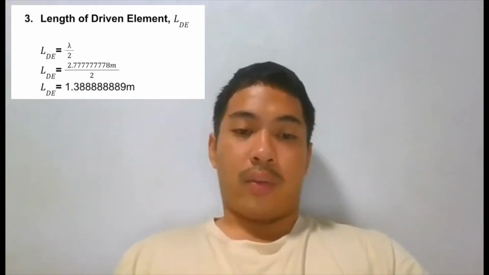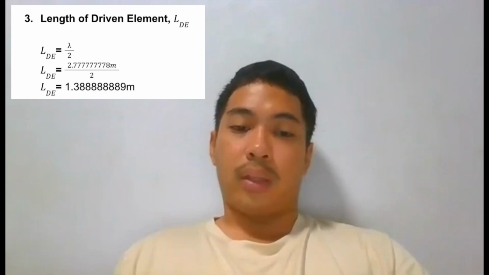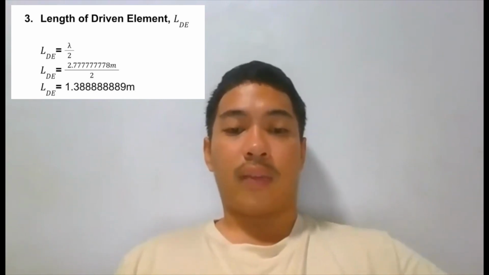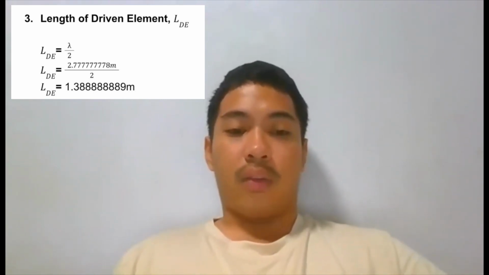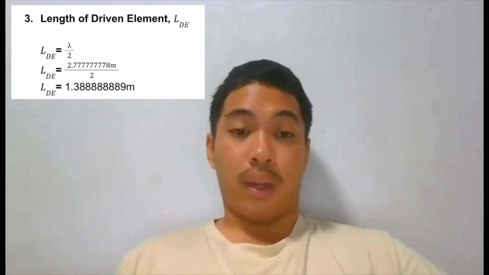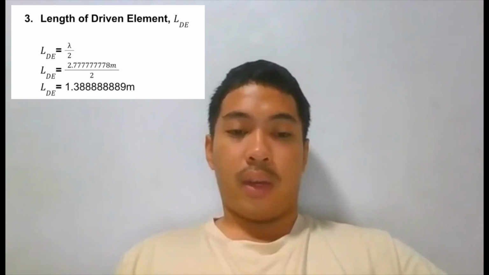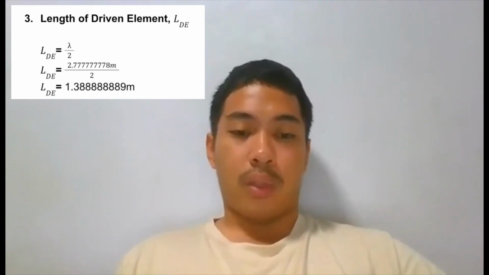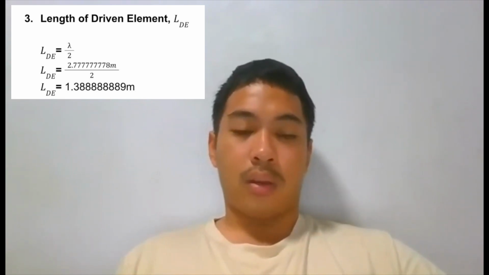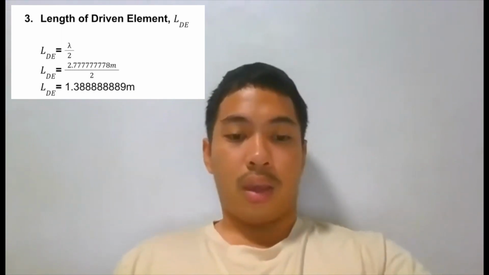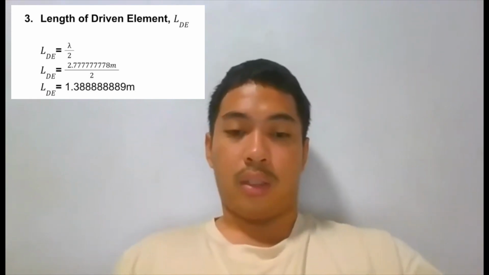After that, we have to find the length of the driven element. In finding the length of the driven element, we have to divide the lambda or the wavelength over 2. So our wavelength is 2.777778 meters over 2, as a result of 1.388888889 meters.